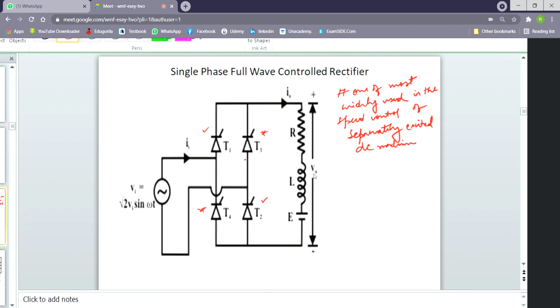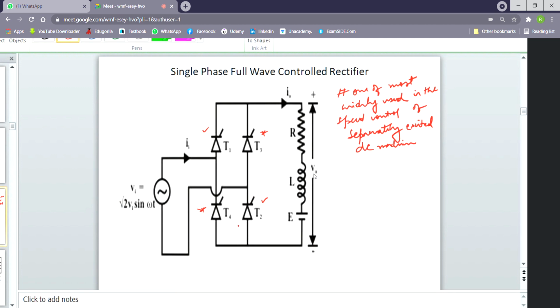So the operating condition of that converter at that time is known as the discontinuous conduction mode. I'm again repeating, once the load current becomes zero, all the thyristors remain off, and since all the thyristors remain off and the load current remains zero, this operating condition of the converter is known as the discontinuous conduction mode. We'll be seeing about a continuous conduction mode and a discontinuous conduction mode.